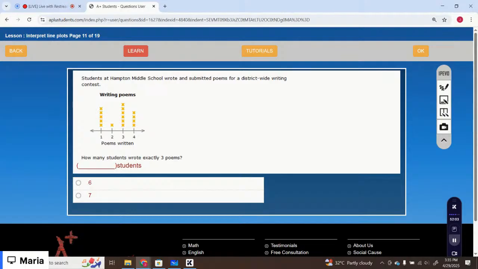Students at Hampton Middle School wrote and submitted poems for a district-wide writing contest. How many students wrote exactly 3 poems? Exactly three. So I think that is six. 1, 2, 3, 4, 5, 6. Yes, the correct option is six. Option number one is the correct option.